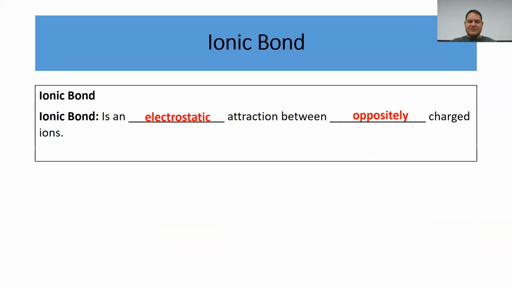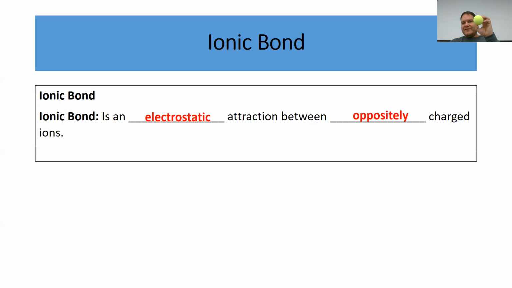By definition, we would say an ionic bond is an electrostatic attraction or force, right? Attraction or force between oppositely charged ions. So just as the name implies, with ionic bonding we're going to create a bond or a force between two differently charged ions. All right, so let's use our tennis ball idea here.